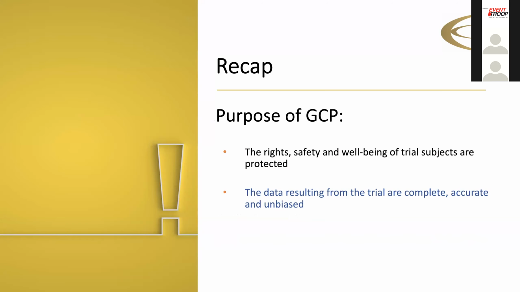So going back a little bit more and recapping on what is the purpose of good clinical practice. If you remember, I told you GCP has two broad pillars. The first pillar is protecting the rights, safety, and well-being of trial subjects. We looked at the rights yesterday when we talked about informed consent. The safety of the subjects we shall look at tomorrow when I talk about safety in clinical trials. The second pillar is that the data resulting from the trial are complete, accurate, and unbiased, and this is the pillar we are now going to focus on when we talk about source documentation and essential documents.